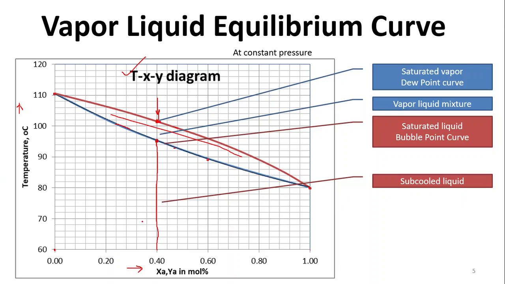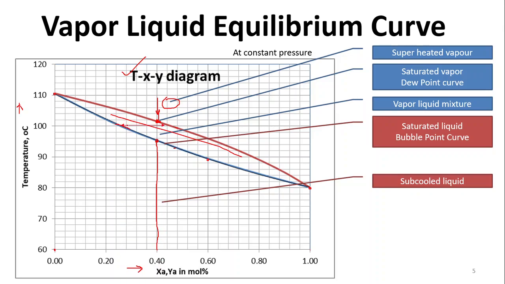All these below the saturated liquid curve, and above the saturated vapor, this is called the superheated vapor. This is basically above the saturated vapor. That is, above the saturated vapor is called the superheated vapor. So these are the different names of the different zones of the TXY diagram.